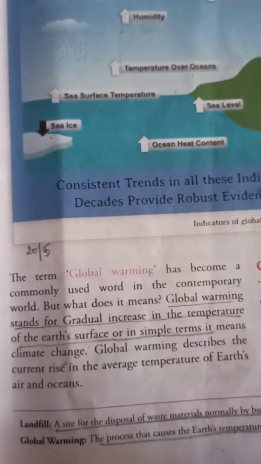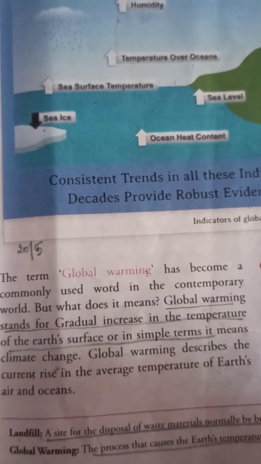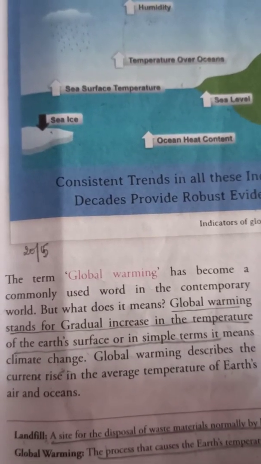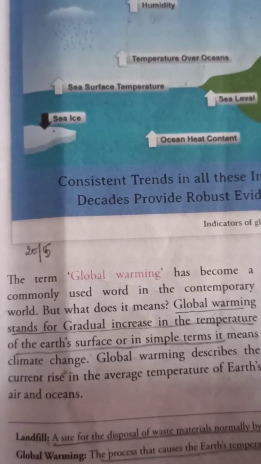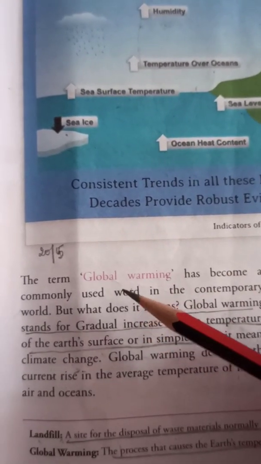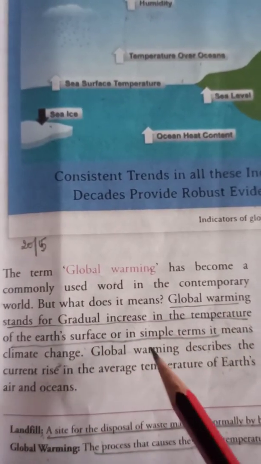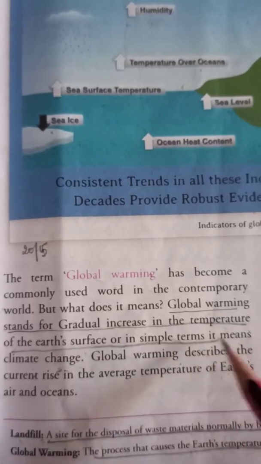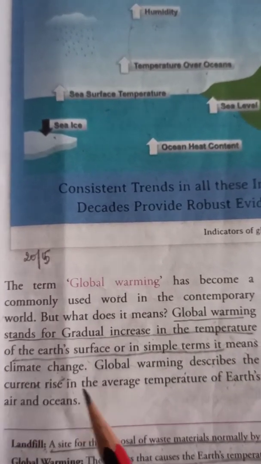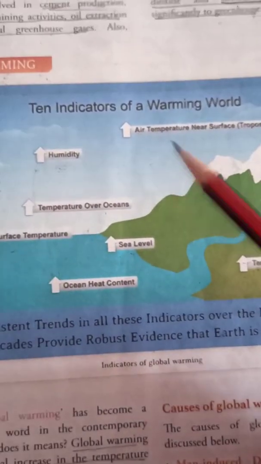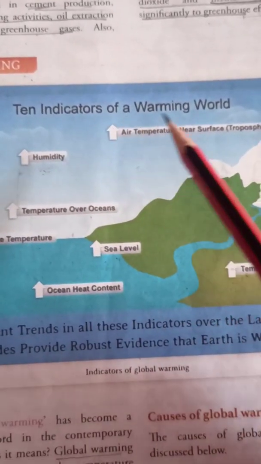Now, what is global warming? That's what I've just told you: when there is an increase in the average temperature of the earth, it is called global warming. So you can see global warming stands for a gradual increase in the temperature of the earth's surface, or in simple terms, it means climate change. See over here, the indicators of global warming have been shown. So these are the 10 indicators of global warming. How do we come to know that global warming has taken place?